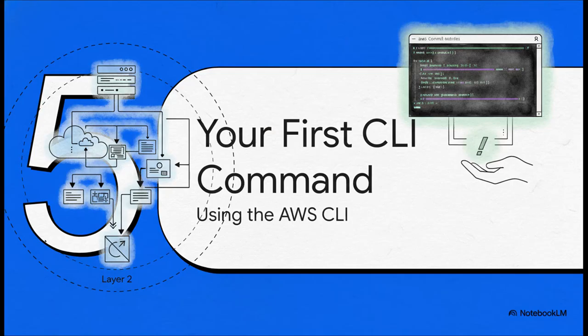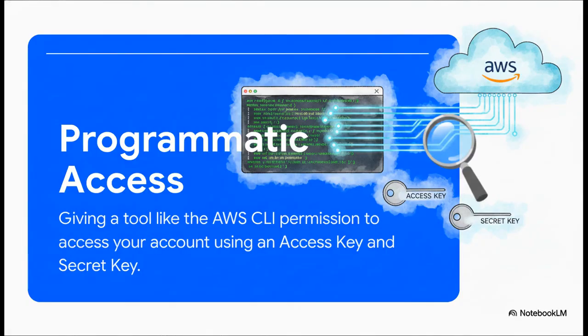Okay, I know that's a lot. For now, let's just focus on that second layer. We're going to get you set up and run your very first command with the AWS command line interface, or as everybody just calls it, the CLI. So before the CLI tool on your laptop can start talking to your AWS account up in the cloud, it needs permission. But this isn't your normal login. This is for programs talking to programs, so it needs what we call programmatic access. And that's handled with a special pair of credentials, an access key and a secret key.